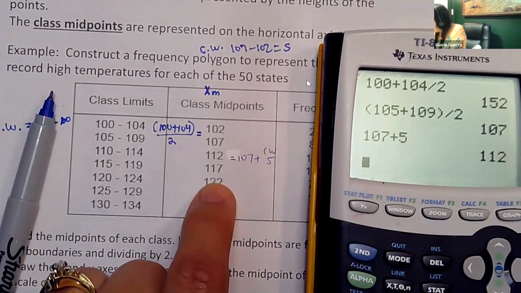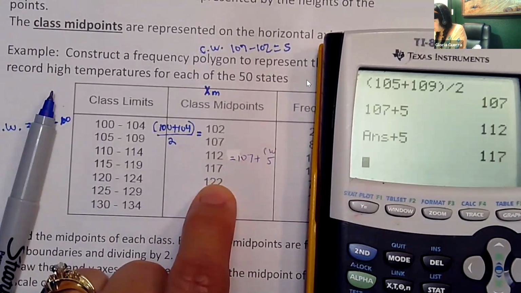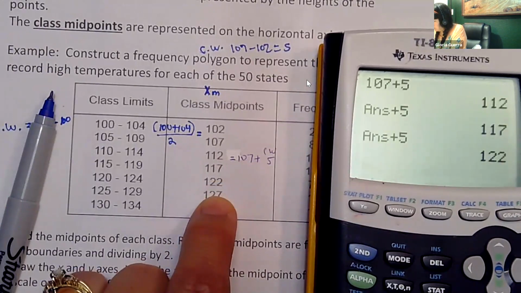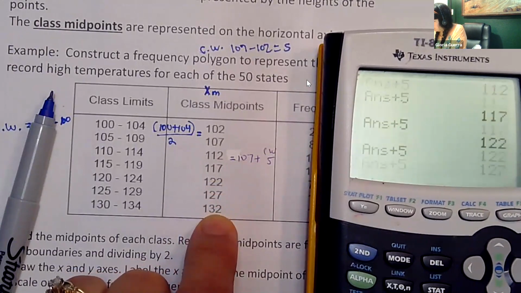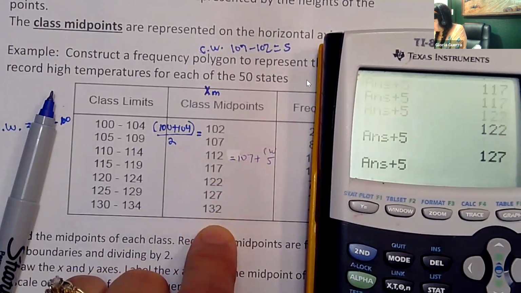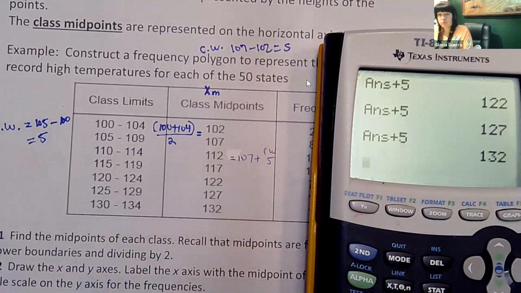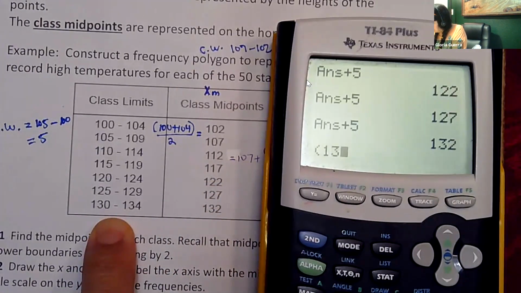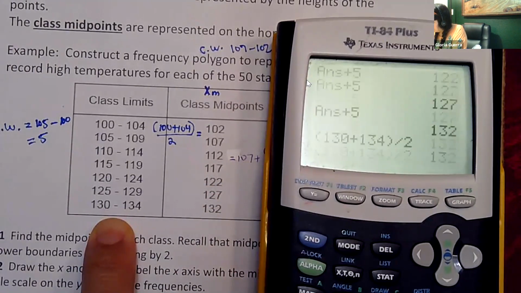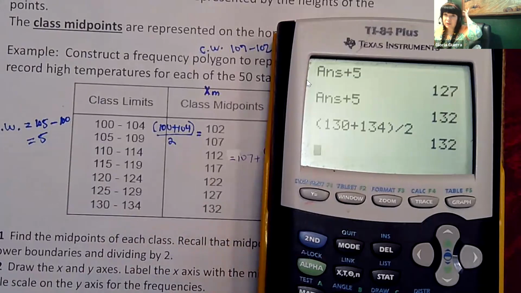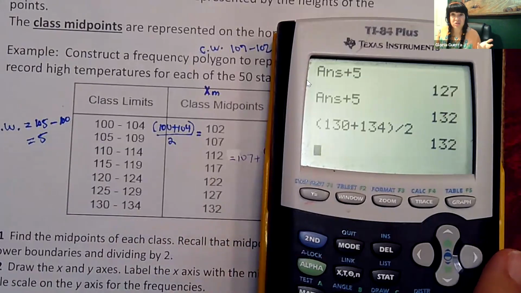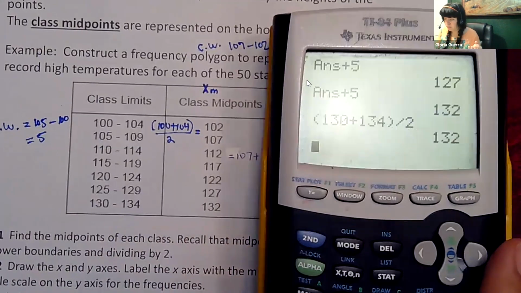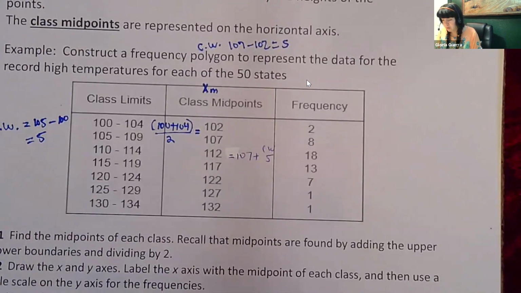And then 112 plus 5 is 117, plus 5 is 122, plus 5 is 127, plus 5 is 132. And if you wanted to double check, you could check the last one: (130 + 134) divided by 2. If you think that's faster or you want to just double check, it doesn't hurt to double check. But that's your class width there.